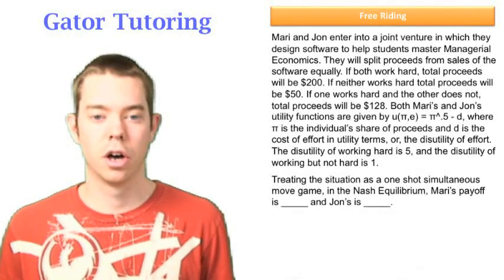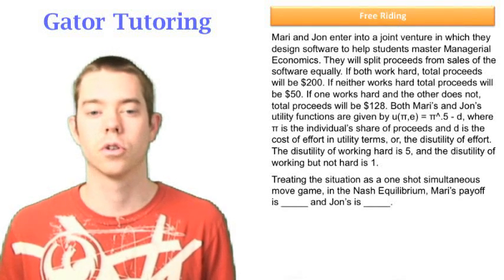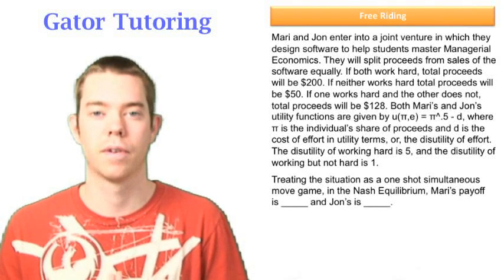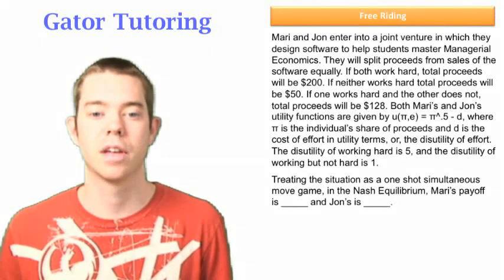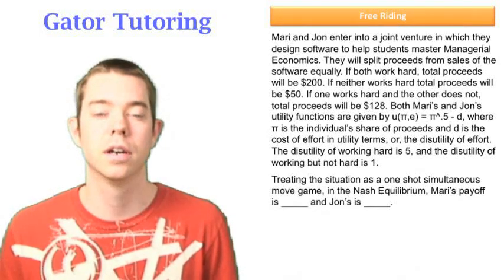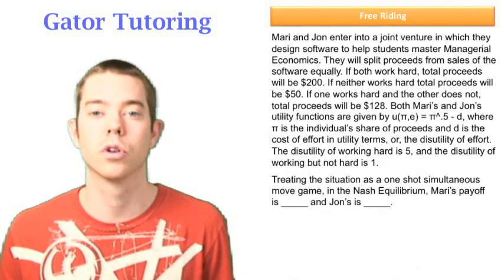It tells us that Mary and John are working together and the value they can create is going to be split evenly. So we know that value is going to be divided by 2 for each person. It says if they both work hard, total proceeds will be 200. If neither works hard, they'll be 50. And if one works hard while the other doesn't, they'll be 128.